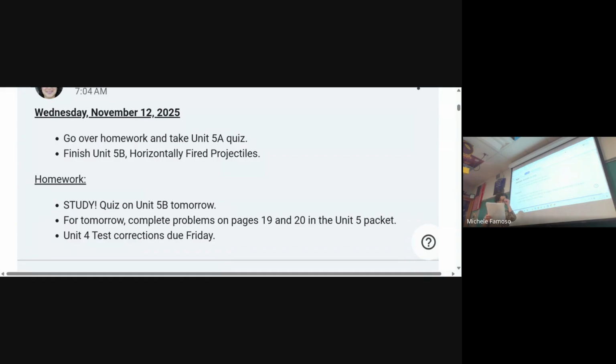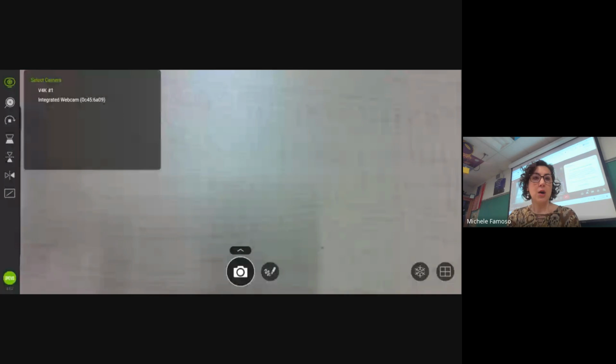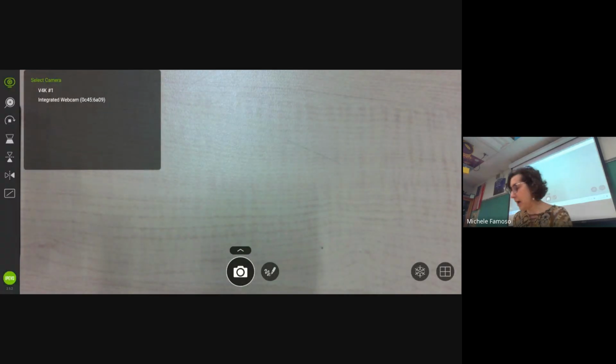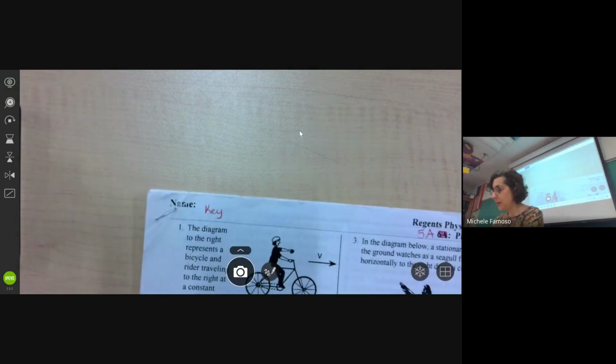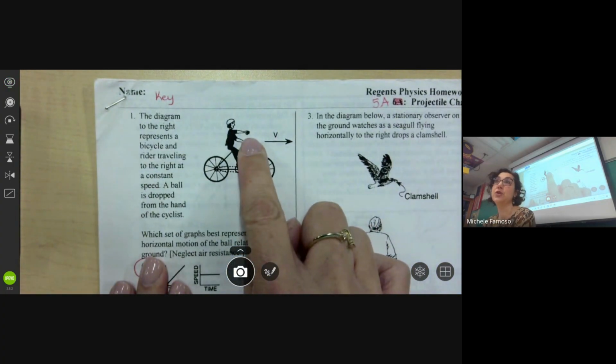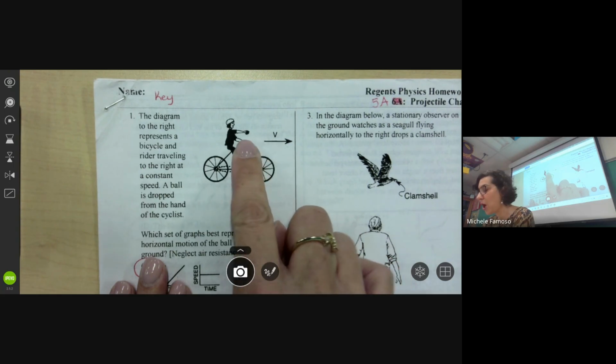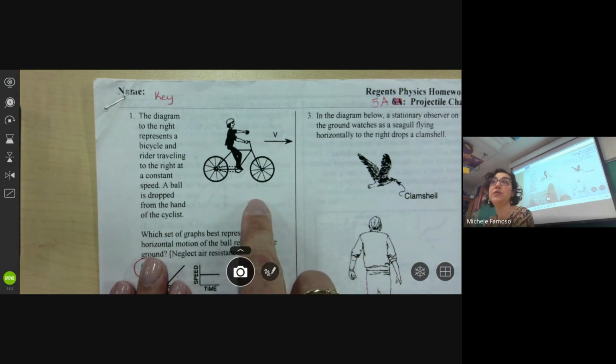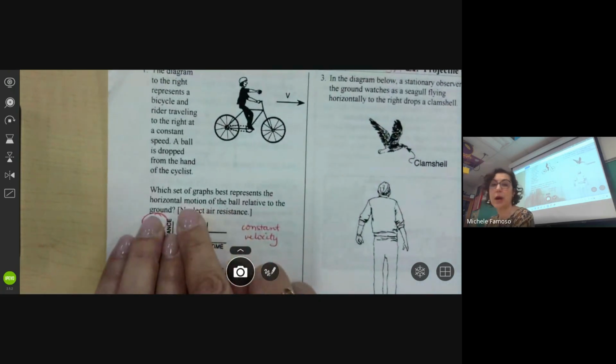Yes. All right. In question number 1, we see this boy riding a bicycle, and you can see he's riding the bike to the right. When we have an object like what you see there, the ball is also traveling to the right, because he's holding it. So when he lets it go, the ball is not only moving to the right, but it's also going to fall. So we are asking you to describe the horizontal motion.